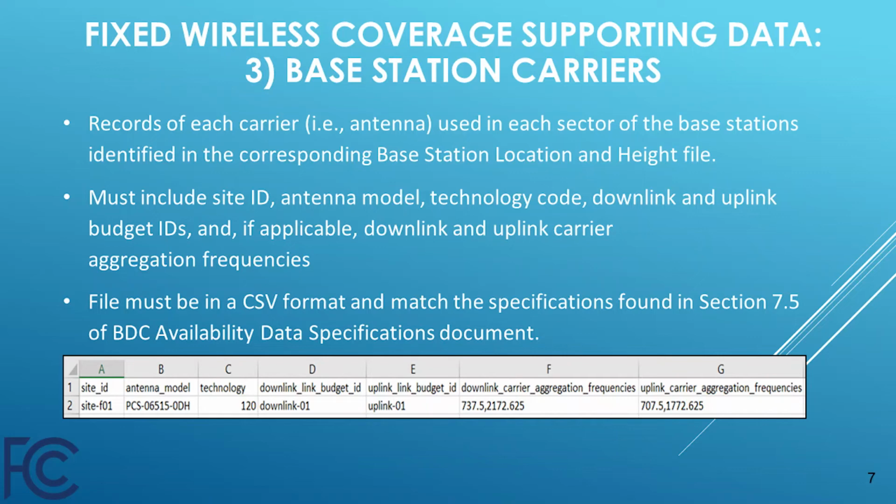The file must be uploaded in a CSV format and match the specifications in section 7.5 of the Broadband Data Collection Availability Specifications document. This document has more detailed information on the fields in this table, including the list of technology codes that can be entered to indicate the technology standard used by the channel/carrier described in the record. The image at the bottom of this slide shows an example of a fixed wireless base station carrier's file.